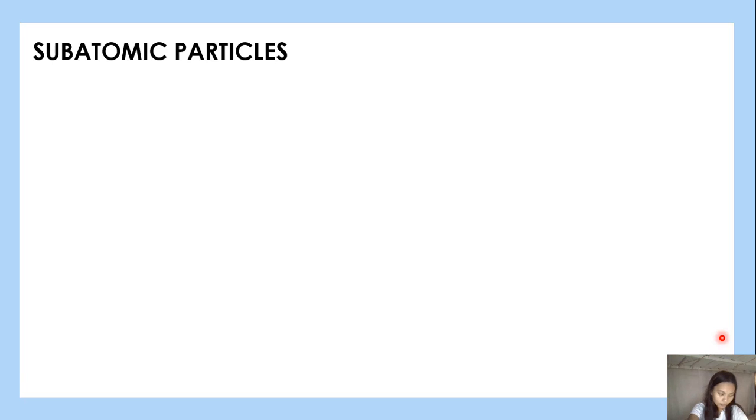Now, atoms have what are called subatomic particles. We all know that these are electrons, protons, and neutrons. But now, let us have a little throwback on how these subatomic particles were discovered.